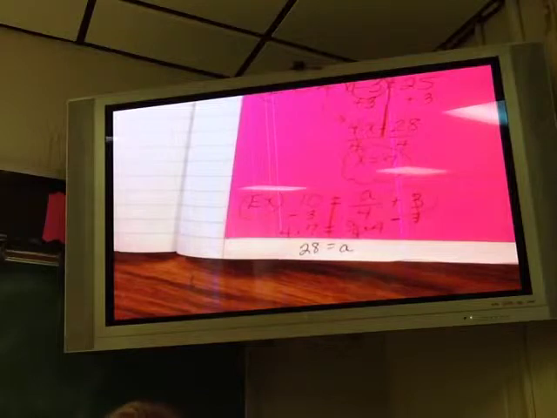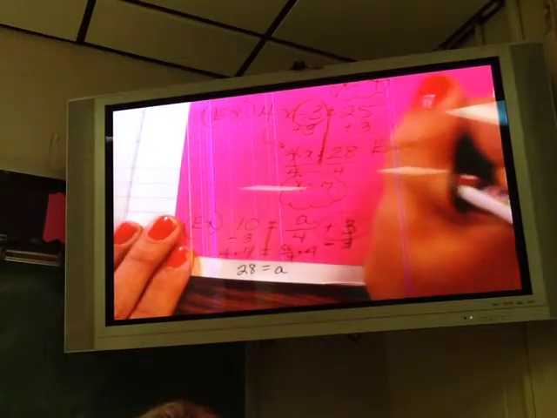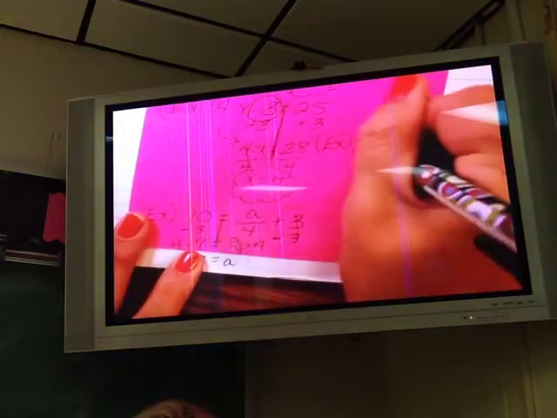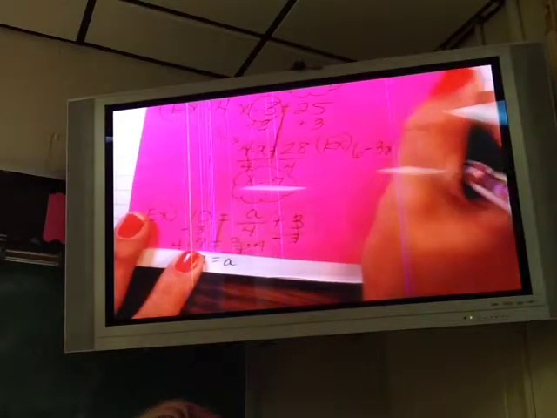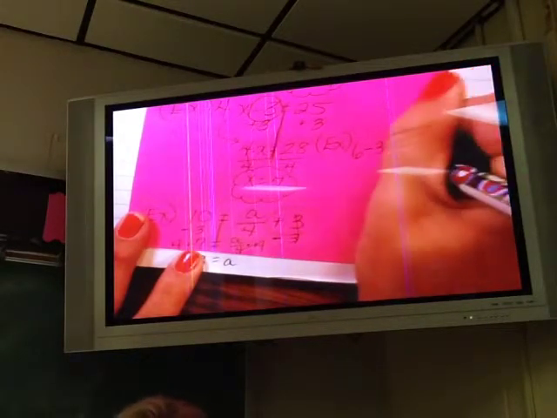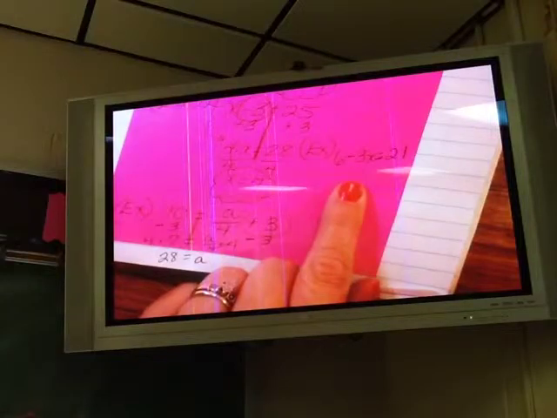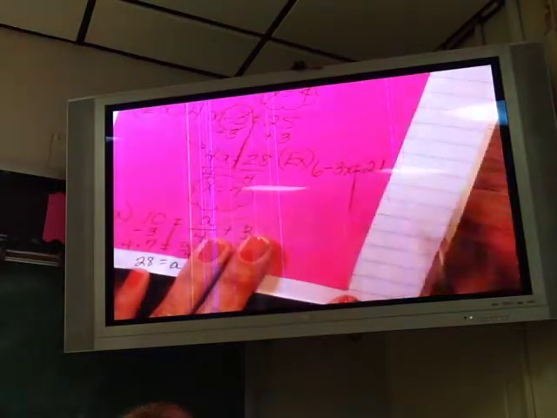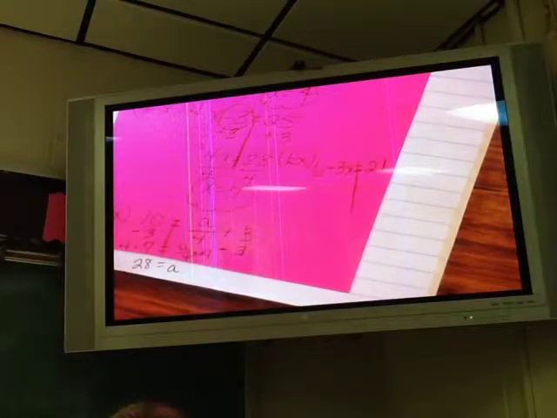Now I'm going to try to get you confused here on this one. I'm going to try to trick you, so be aware. 6 minus 3x equals 21. 6 minus 3x equals 21. Okay, I'm going to draw my line. What do you have to get rid of here?